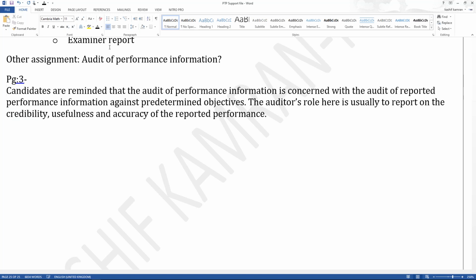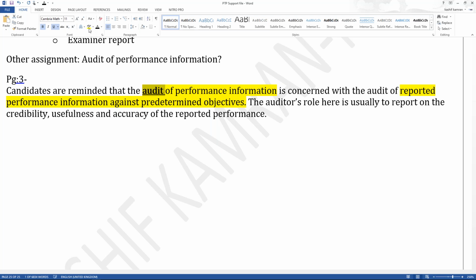The examiner is telling us candidates are reminded that the audit of performance information, which is the topic, is concerned with the audit of the reported performance against the predetermined objective. So what are you doing in the audit of performance information? You are basically doing an audit. Audit means to verify something. Audit means to review something, right?